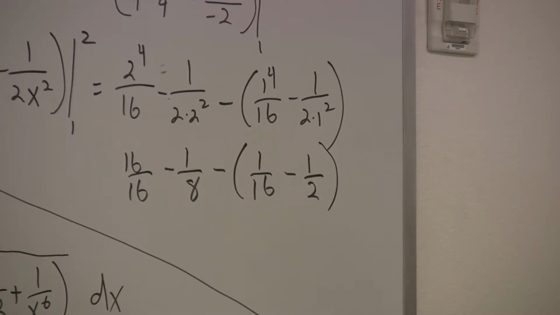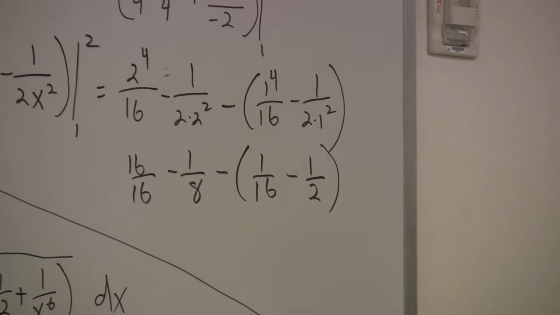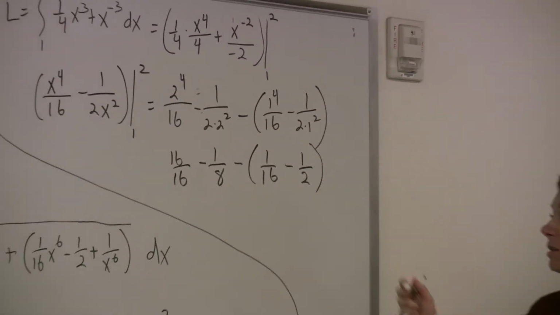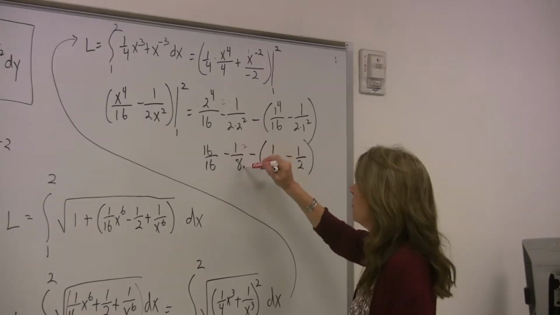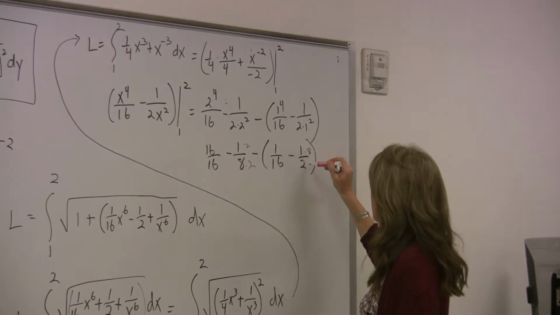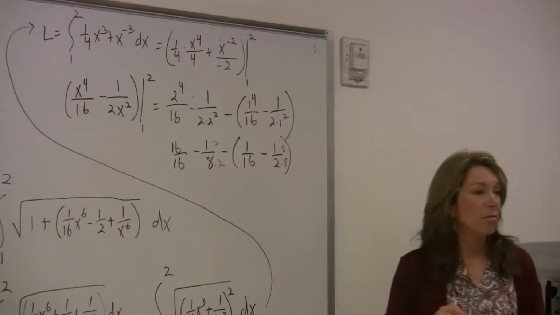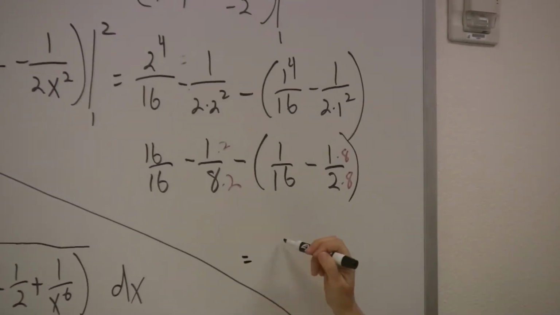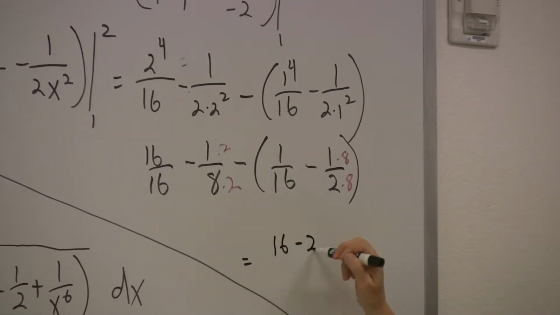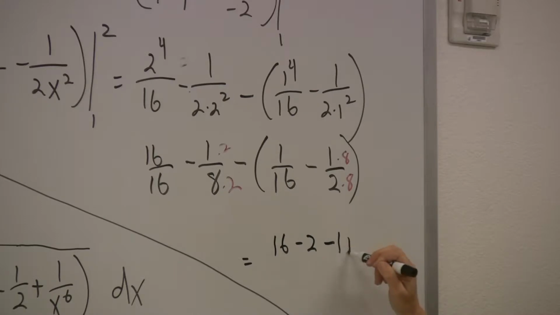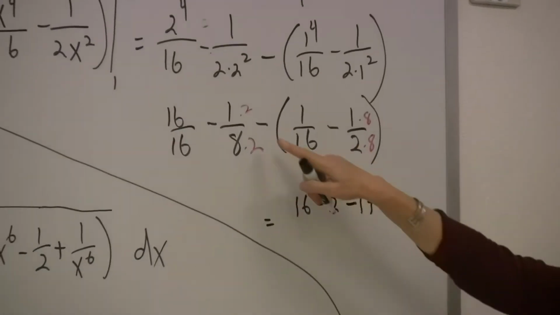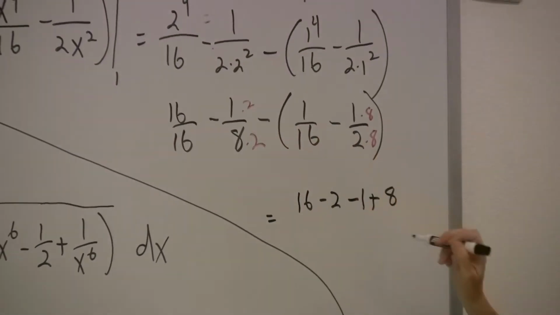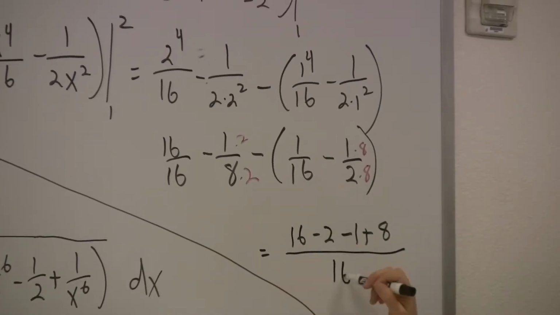Now I'm just going to get a common denominator of 16 for everything, the easiest way to get to my answer. So I'll multiply this guy by 2 over 2, multiply this one by 8 over 8. I'm going to barely make it. So I have 16 minus 2 minus 1 plus 8 minus the negative, right? All over 16.